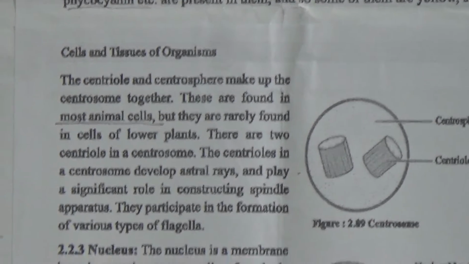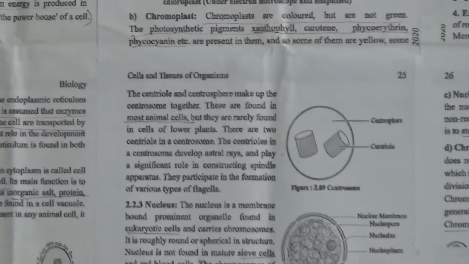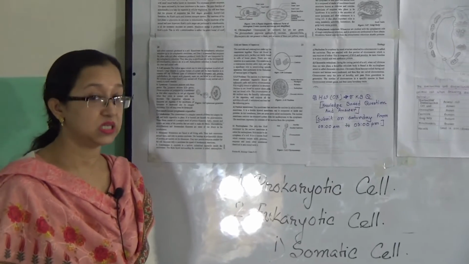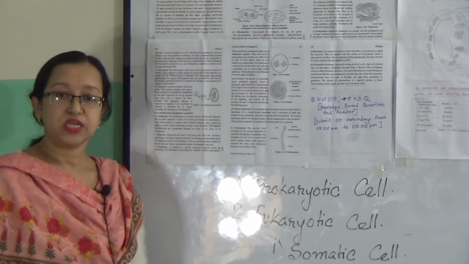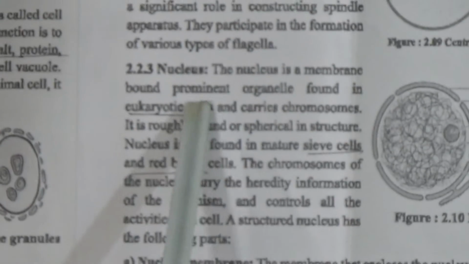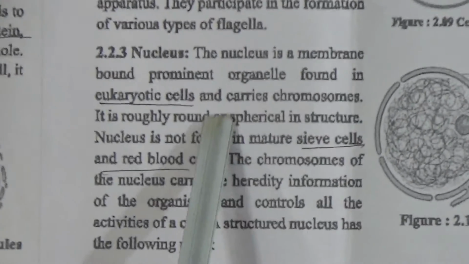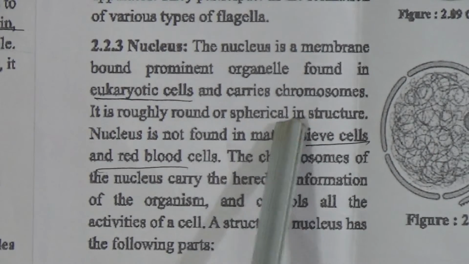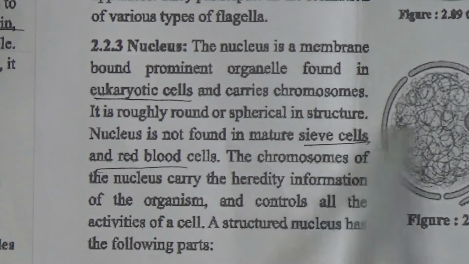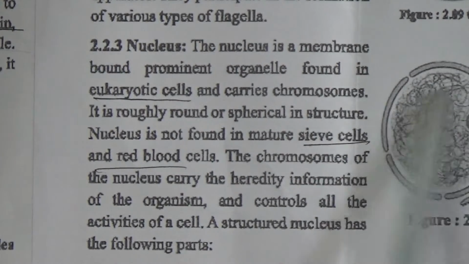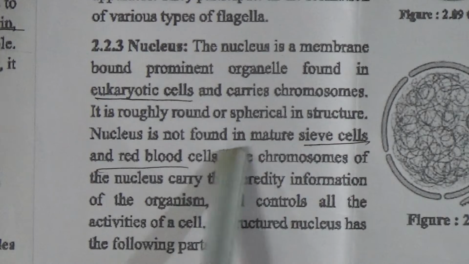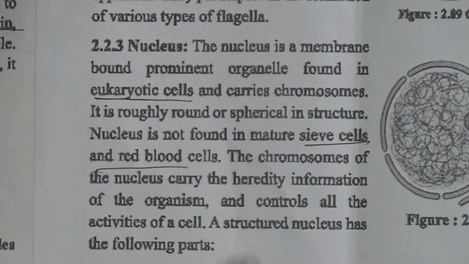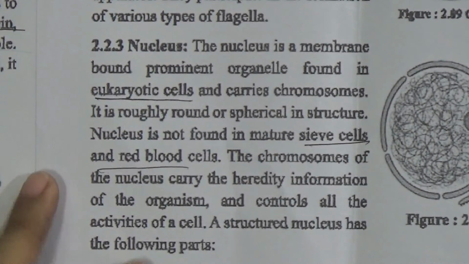Now nucleus. About the nucleus, you read in the previous classes, when you were in class 6. The nucleus is a membrane-bound prominent organelle found in eukaryotic cells and carries chromosomes. It is roughly round in structure. Nucleus is not found in mature sieve cells and red blood cells. This is very important for your MCQ question.